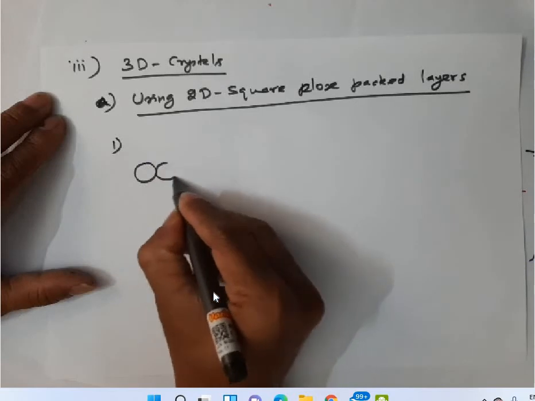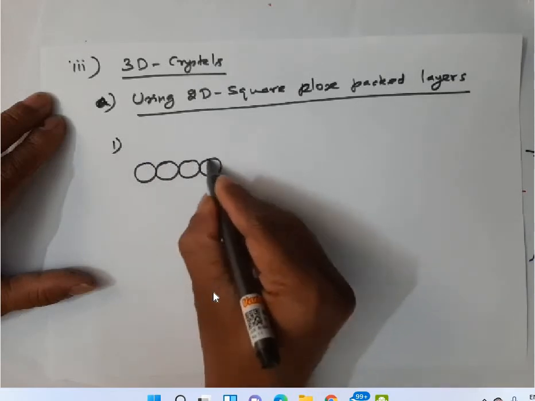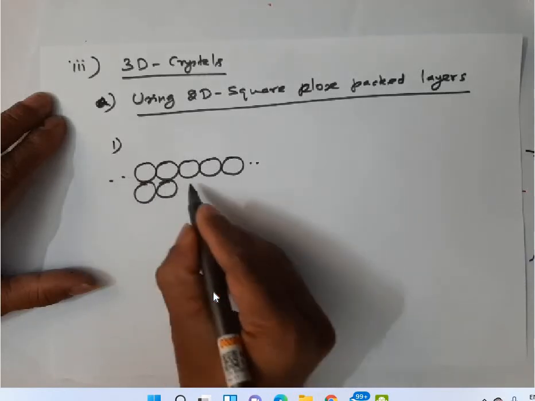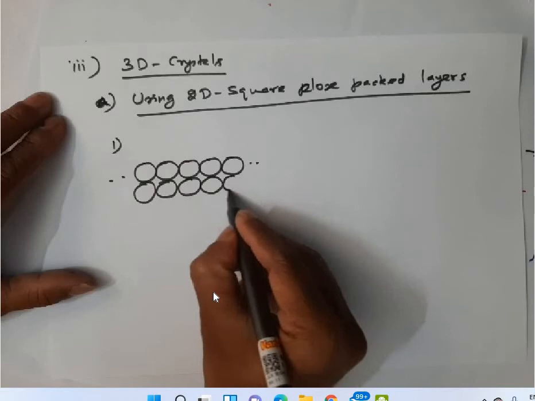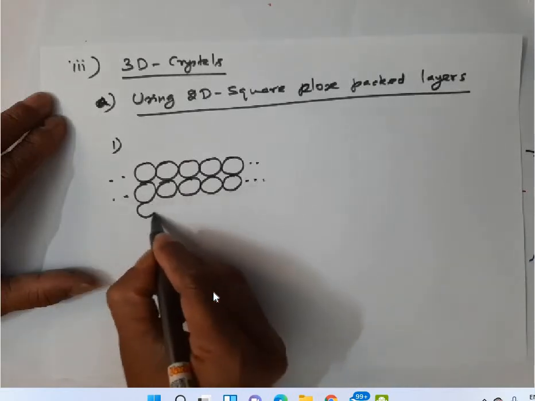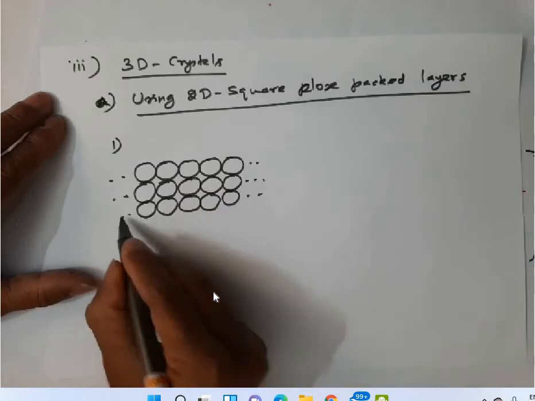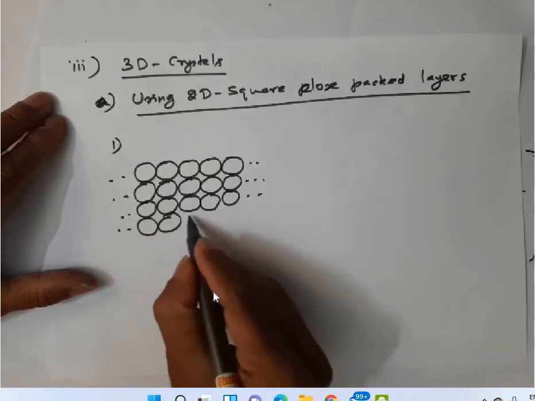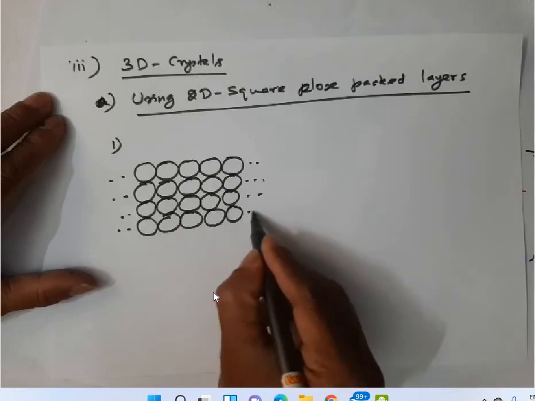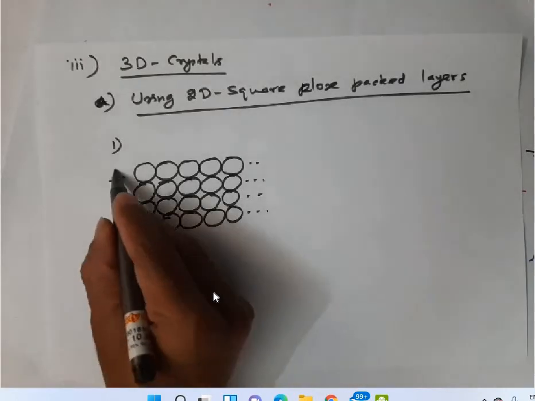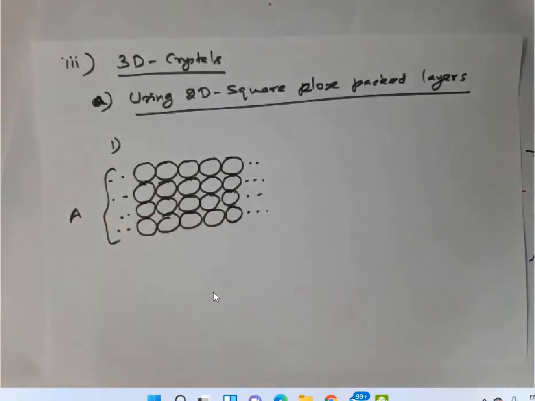I'll place the first layer here. Students, observe this carefully. Okay, it's very easy. It's not so tough. This is a square close pack layer. Therefore, each atom should eclipse in the layer. So this is one layer. Just for understanding purpose, let me show like this. Okay, this is one layer. Suppose I'll represent this layer as A. Students, observe this carefully. I'm taking the entire layer as A.